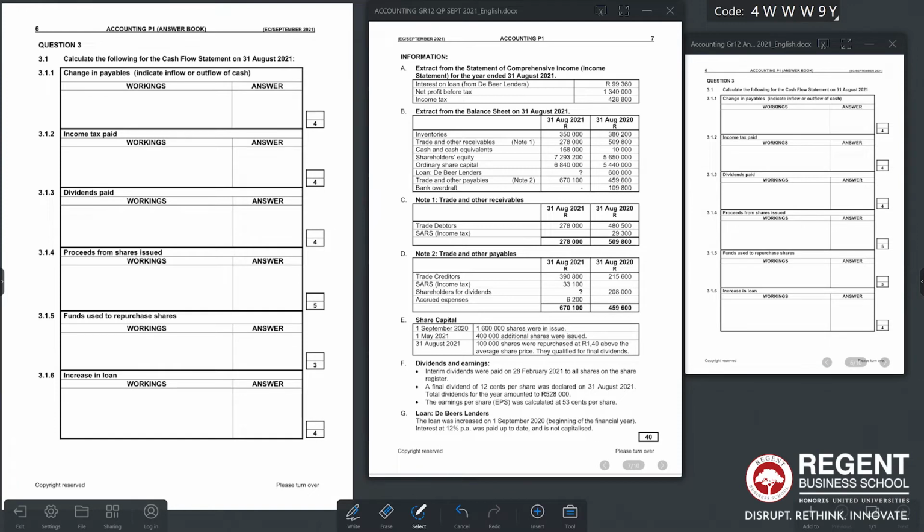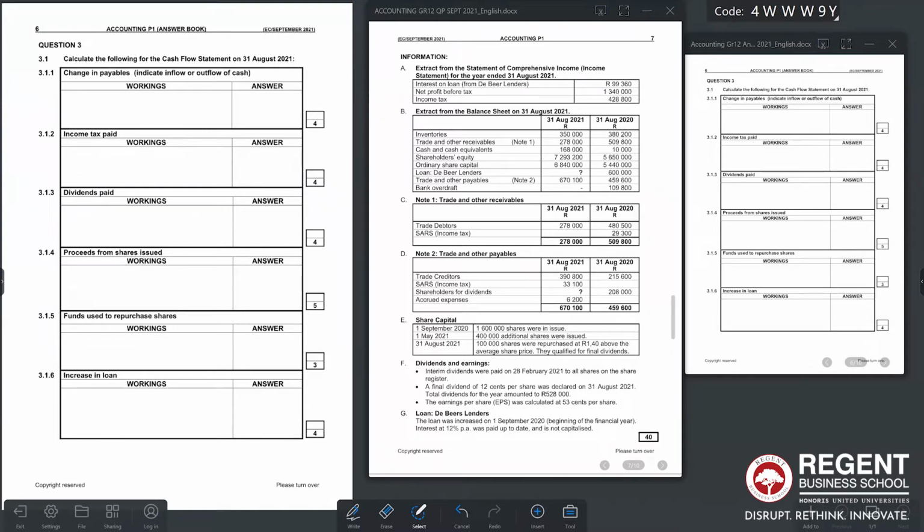Now if I go to my balance sheet information B, under information B, I find I've got trade and other payables. I've got last year 459,600. I got this year 670,100. Many learners will say, oh, there's my payables, and it increased from last year to this year, and let me subtract. I am warning you, don't you ever take the figure from the extract of the balance sheet. You go and look for the note, because there are certain accounts that you will not include when you work out change in payables. Don't you ever take it from the face of the balance sheet. They gave you a hint.